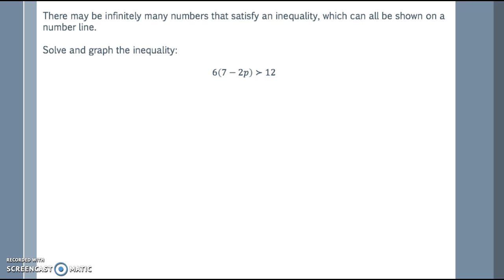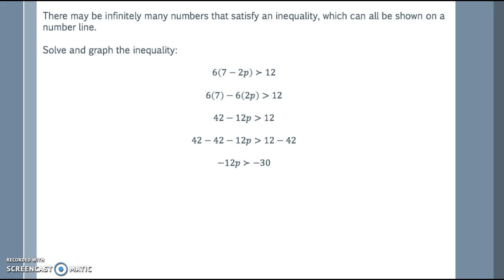We'll first need to distribute the 6 through to the 7 and the negative 2, which is still greater than 12. When we multiply, we have 42 minus 12p. Our goal is to ultimately get p by itself, so we'll have to subtract 42 from both sides. When I subtract 42 from both sides, I have negative 12p is greater than negative 30.